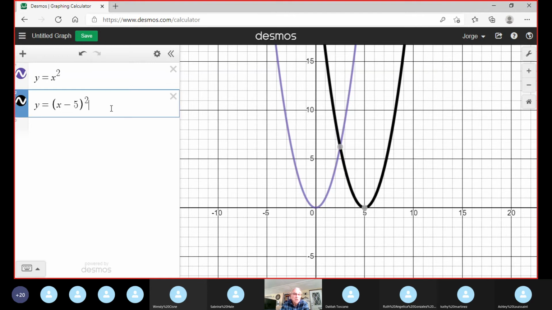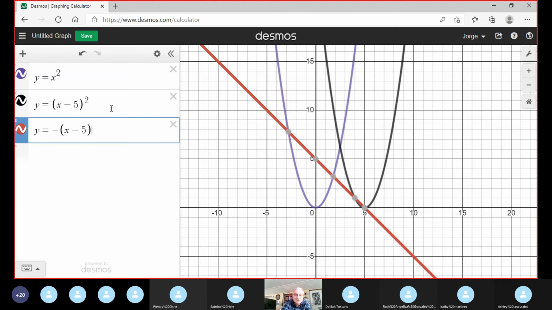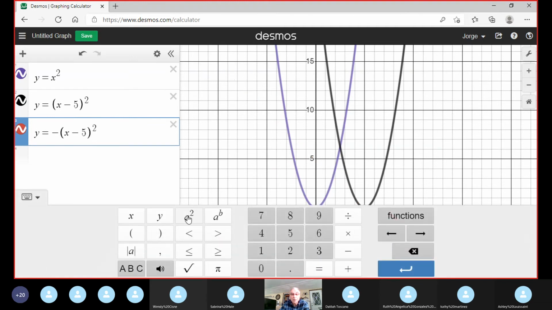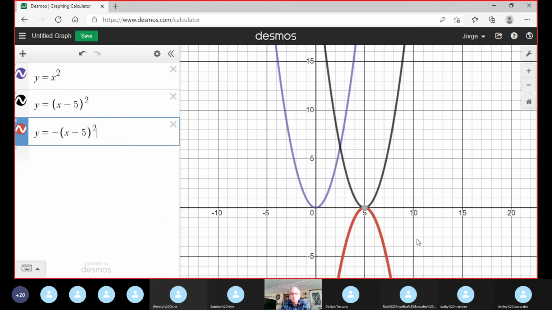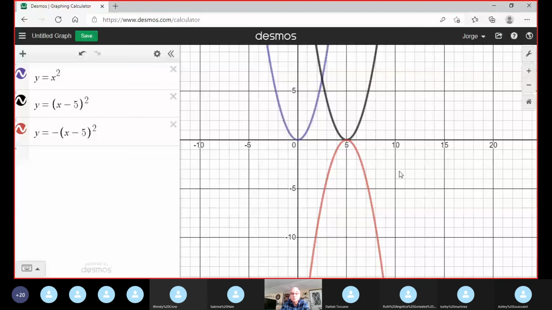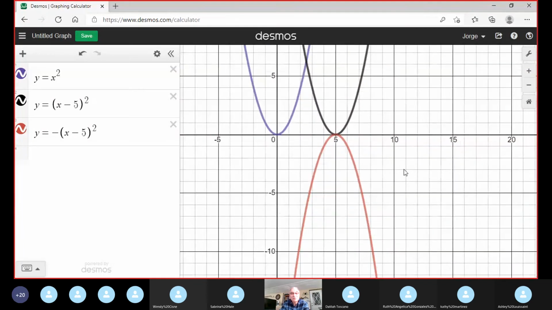Okay. Now I copy the next transformation, y equals. Now I introduce a minus here. It's x minus 5, the same idea. Close the parentheses and raise to the second power. I have the power here in the keyboard. Power. Okay, there you go. Oh, what's going on? Oh, it's down. Look, the red one is after the reflection. So the action for this minus is the reflection.